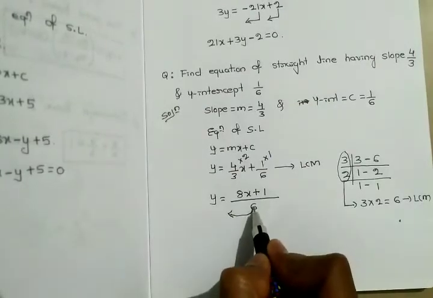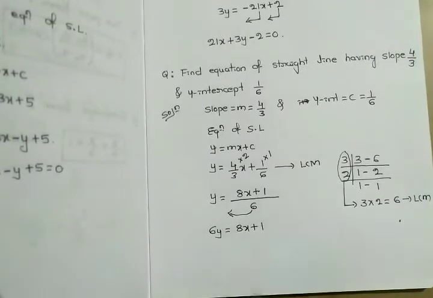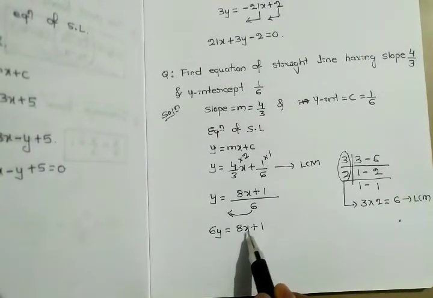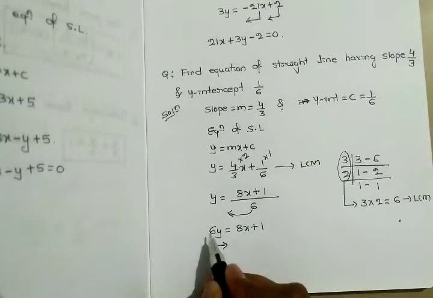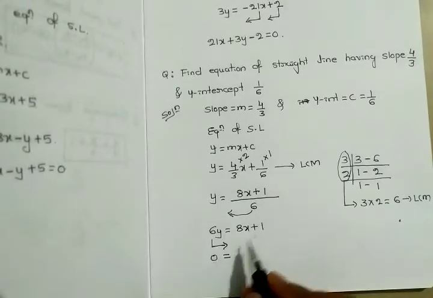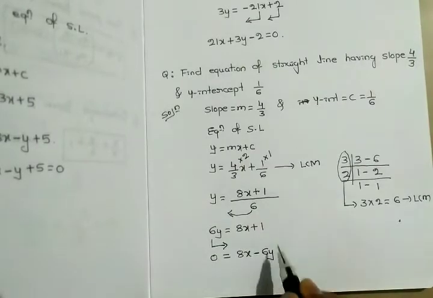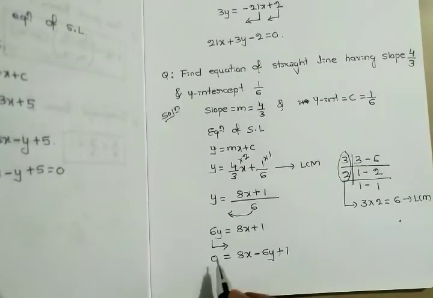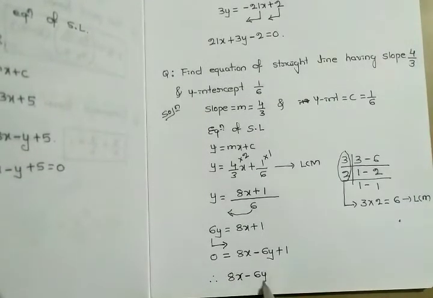After this, the next step is to do the cross multiplication. 6 into y, 6y is equal to 8x plus 1. Keep it as it is. See here, x contains which sign? Positive sign. Therefore, I am going to shift this 6y to the right hand side. So 0 is equal to 8x minus 6y plus 1. Therefore, the final answer is 8x minus 6y plus 1 equals 0. So this is the required equation of a straight line.